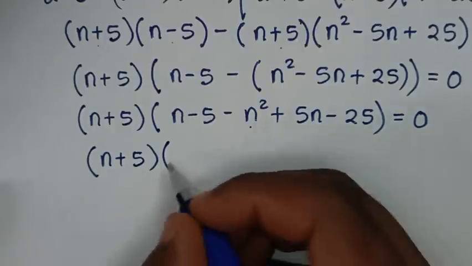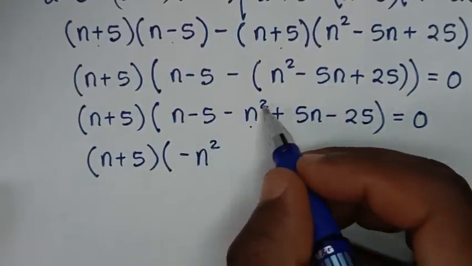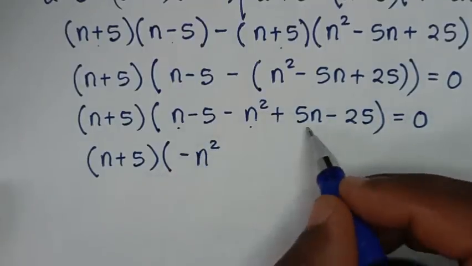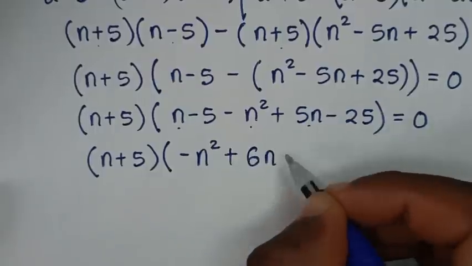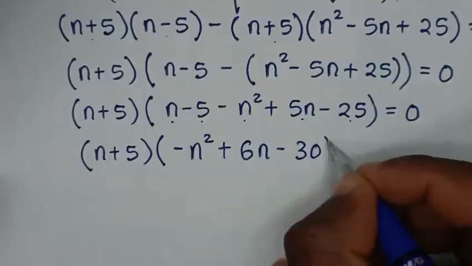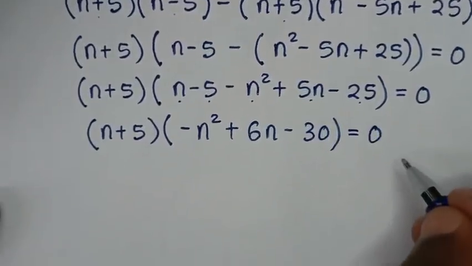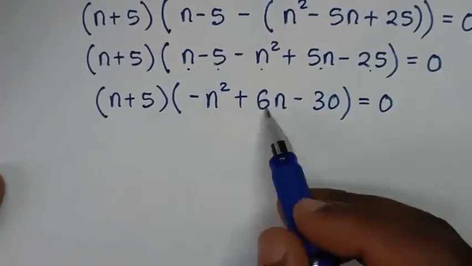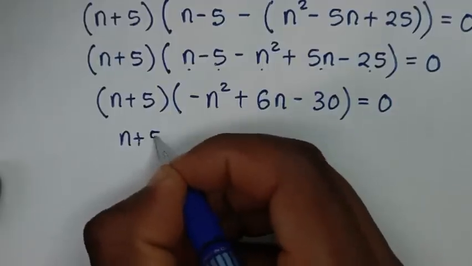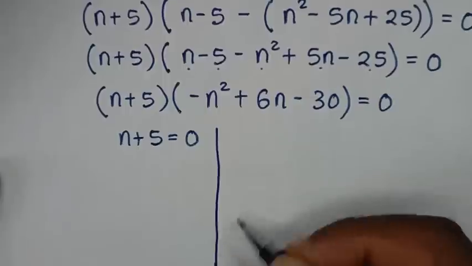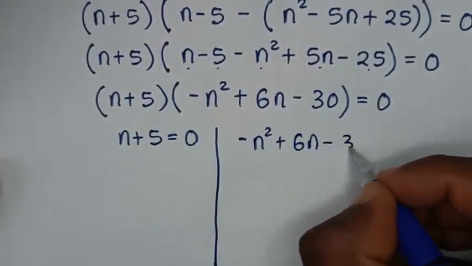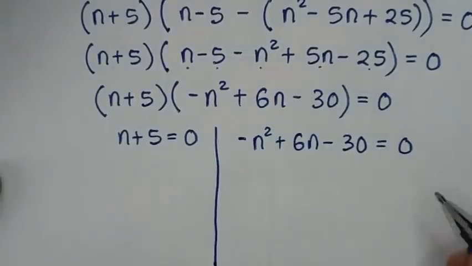From here we'll start with negative n squared, the term with the largest power. Then with n, it will be plus 5n plus 6n. Then with the constant, minus 5 times 5, which is minus 25, it is minus 30, bracket is equal to 0. Then from here we have two solutions. The first solution is n plus 5 is equal to 0. And the second solution is minus n squared plus 6n minus 30 is equal to 0.